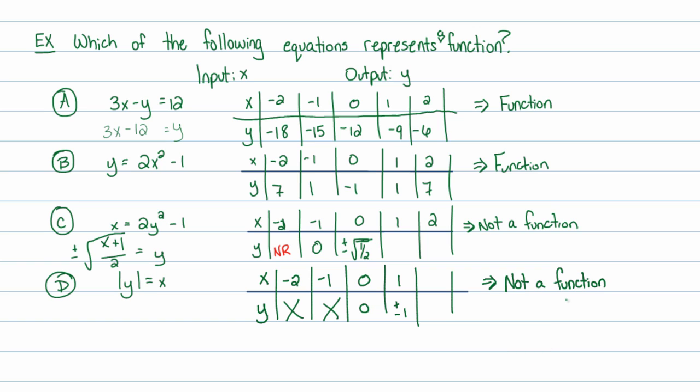The rule of thumb, although not always true, is that if you have a power other than 1 on your y variable, you should be extremely careful and double check to see if that's a function or not. If you have a machine, I should say, like the absolute value or a square root on your y variable, or your output variable, you should also be very wary and check to make sure that it's a function by making a table. And sometimes you can just choose values wisely. Just think ahead of time what are good values to choose.